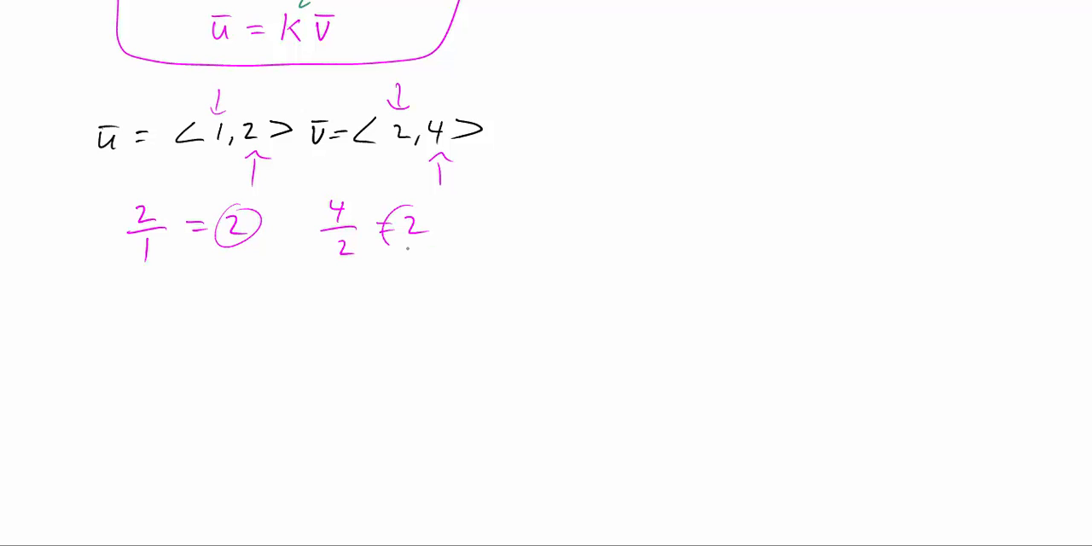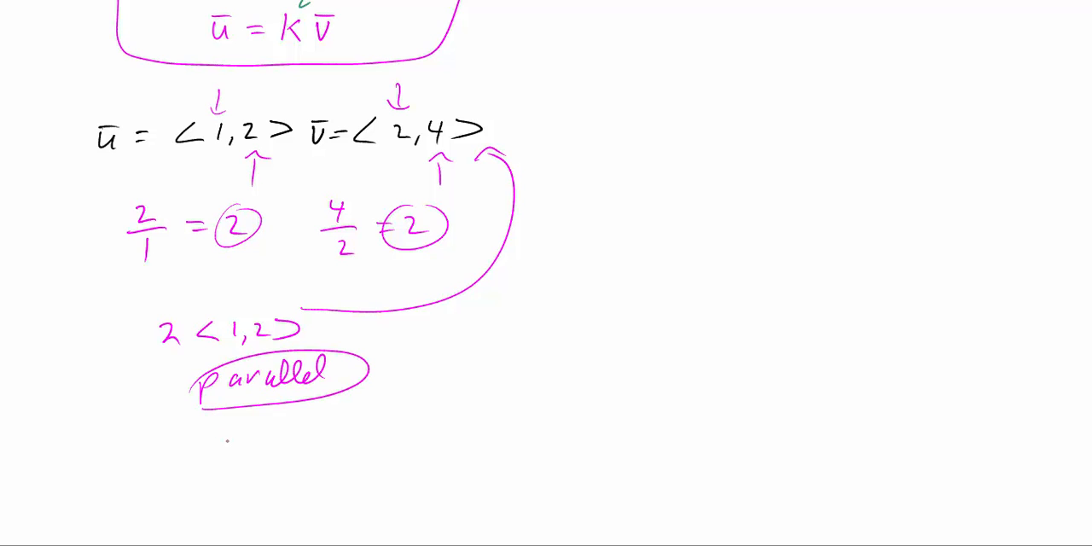Because these numbers are the same, that tells us that we could write this vector v by multiplying 2 times u. So 2 times 1, 2. So 2 is our scalar. If we multiply this, we would end up with the other vector. So this tells us that the two vectors are going to be parallel.